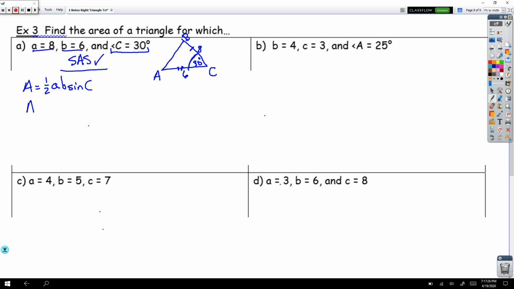Plugging everything in, A stands for area in this case, so the area equals 1/2 side A, side B, sine of 30 degrees. Now, if you think back to your unit circle, sine of 30 degrees is 1/2. So you could do it that way if you want it in this case. But doing our own multiplying, you can plug that right into your calculator. So the area is going to be 12. And again, no units, so we just say 12. Okay?